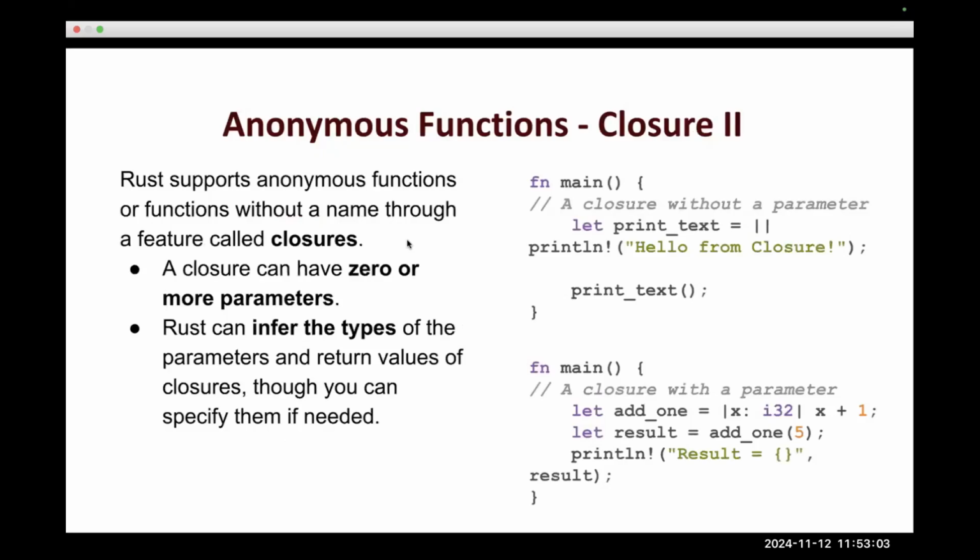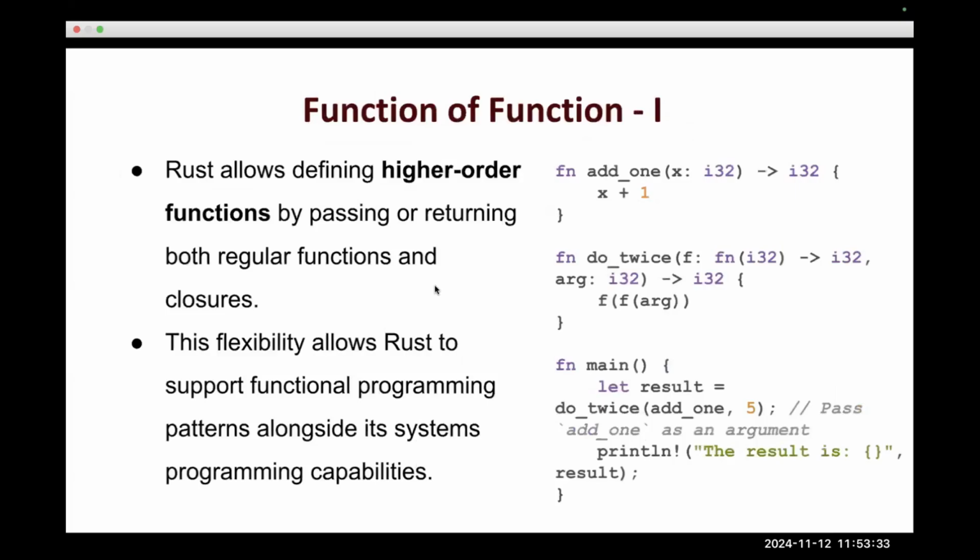And a closure can have 0 or more parameters, and then Rust can infer the types of the parameters and return values of the closure. But also you can specify the return types yourself. And that's a recommended practice. You don't want the system to keep inferring. If you can, always put the return type directly for the closure and make it more explicit than implicit.